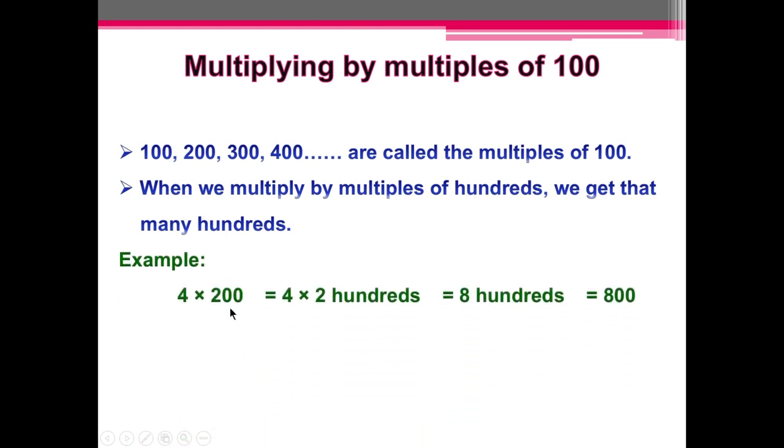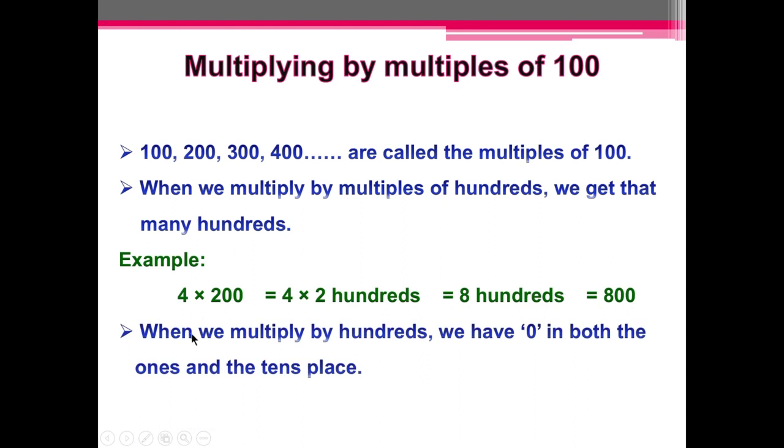4 multiplied by 200 is equal to 800. So, when we multiply by hundreds, we have 0 in both the ones and the tens place. As you can see, we have 0 at ones and tens place. Yes. Now, we'll do some exercise.